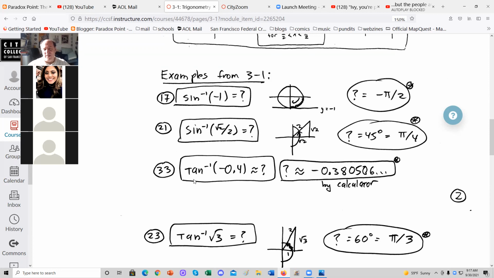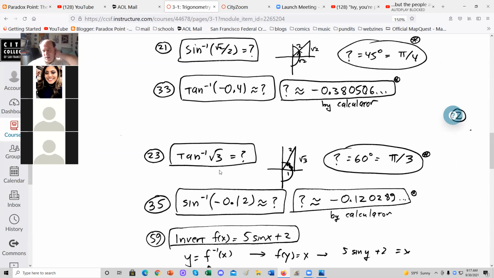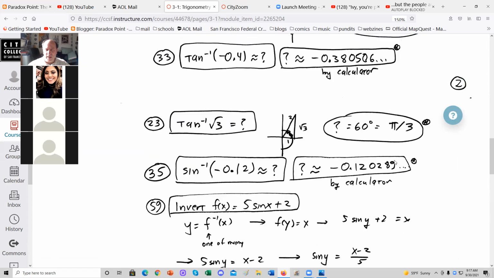Here they ask for the arctangent of -0.4. Well, here there's no obvious answer. So the calculator will give it to you to 6 decimals, negative 0.380506. Arctangent of root 3. Go over 1, up root 3, and this diagonal is 2. So this angle is the arctangent. This is a 1, root 3, 2 triangle. This angle here is 60 degrees, also known as pi over 3 radians.